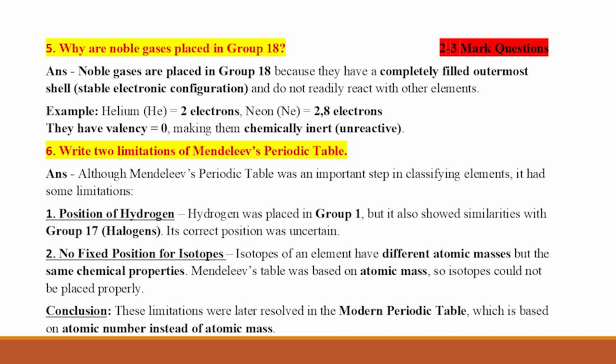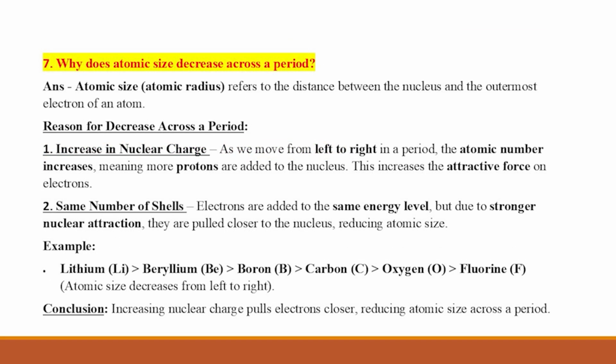2. No fixed position for isotopes. Isotopes of an element have different atomic masses but the same chemical properties. Mendeleev's table was based on atomic mass, so isotopes could not be placed properly. Conclusion. These limitations were later resolved in the modern periodic table, which is based on atomic number instead of atomic mass.